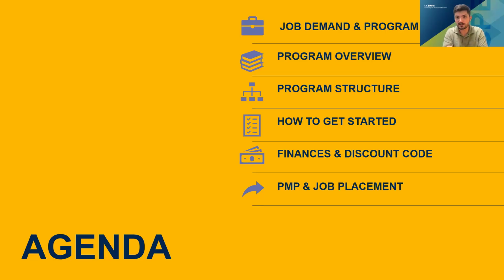Here's a brief overview of today's agenda. First, we're going to go into job demand and program audience. We'll do an overview of the program. We'll look at how the program is structured, how to get started. We'll take a look at program financial information and a discount code that you will receive just for attending. Then we'll discuss a little bit about an external subsequent certification called the PMP exam and certification. And then we'll talk a little bit about job placement and networking opportunities. And then, like I mentioned before, we'll have a time at the end to address the Q&A.